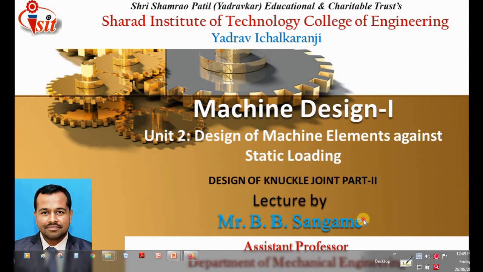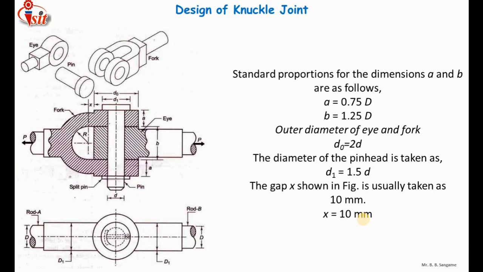So let us see the second part of design of knuckle joint. So this is the figure. In the previous video I have discussed every dimension of this figure. We discussed the design of pin. We can calculate the diameter of pin by considering the failure of pin in shear, and also by considering the failure of pin in bending. We have to select the diameter of pin which is the maximum among those.